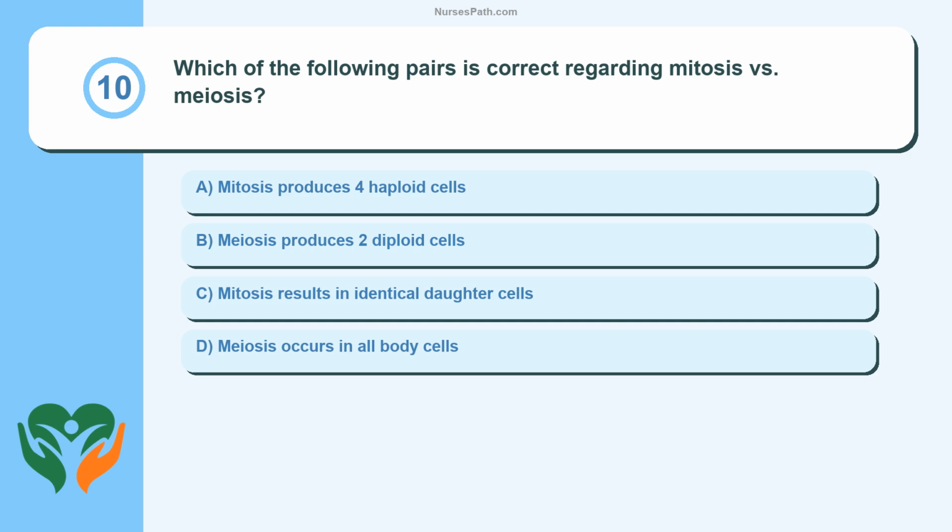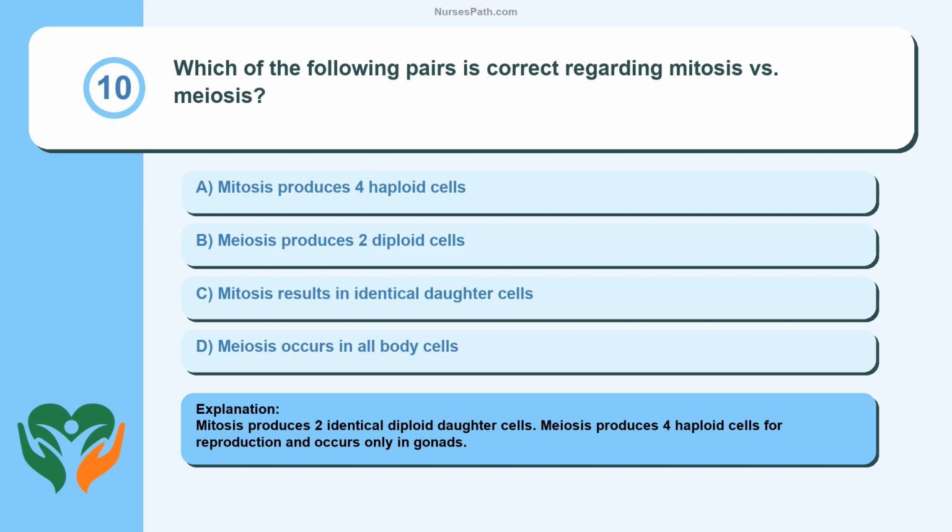Mitosis produces 2 identical diploid daughter cells. Meiosis produces 4 haploid cells for reproduction and occurs only in gonads.